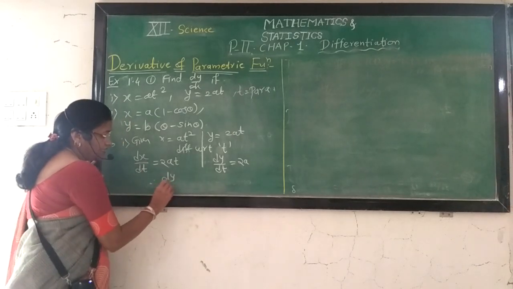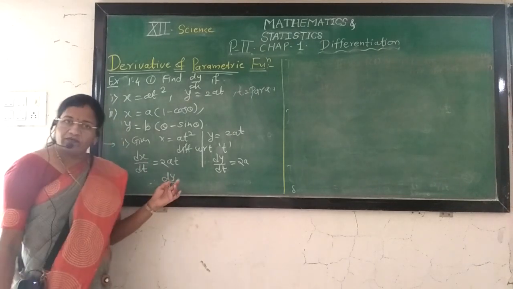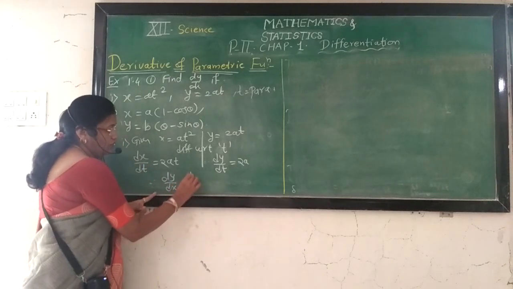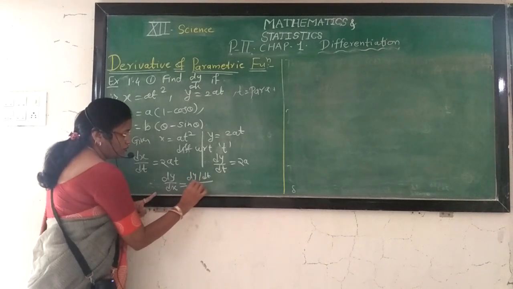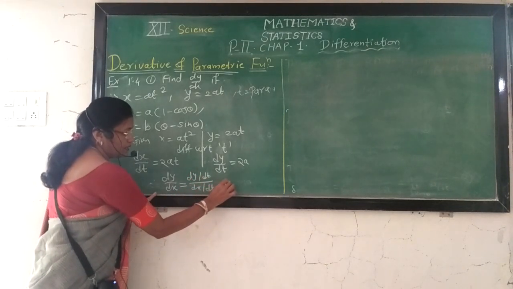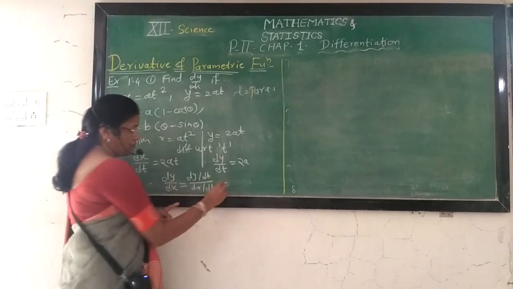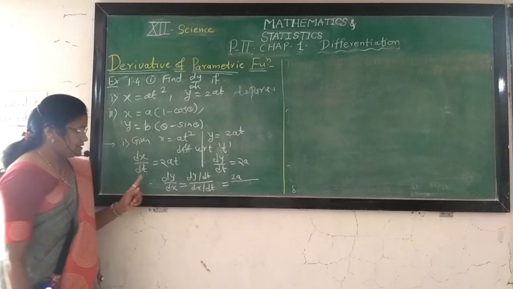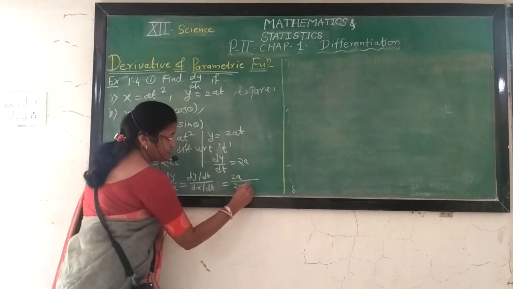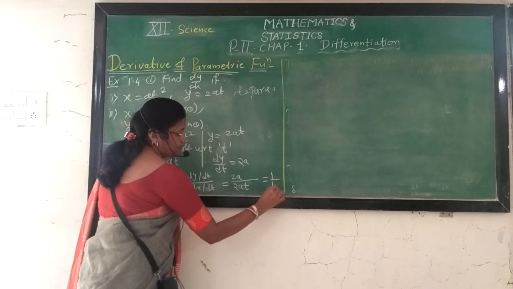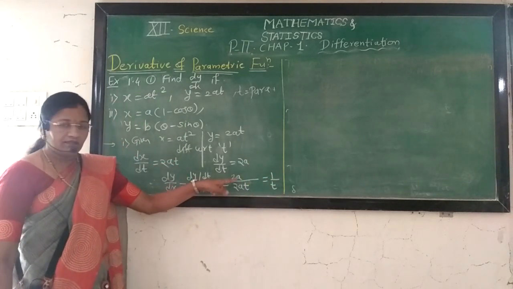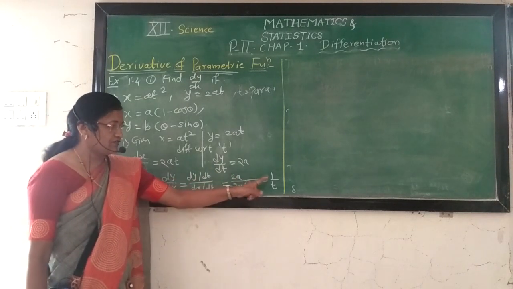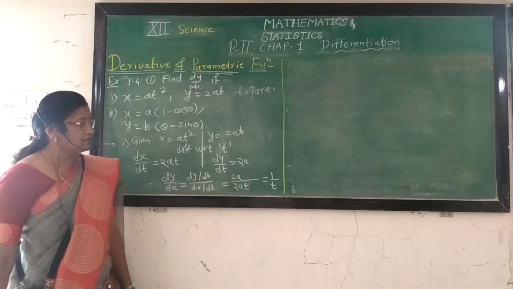So by using the definition of the derivative of a parametric function, dy by dx is equal to dy by dt upon dx by dt. Now the value of dy by dt from our two equations is 2a, and dx by dt is equal to 2at. After simplification we cancel a and get 1 upon t. So the derivative of y with respect to x is a function of the given parameter.